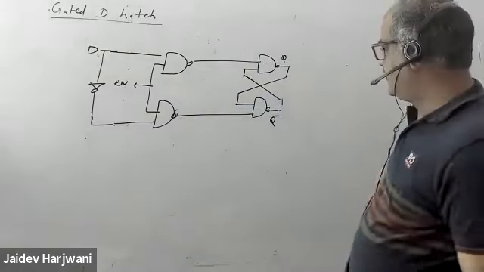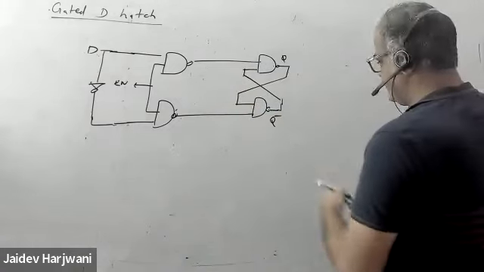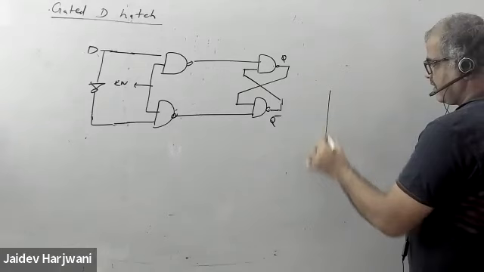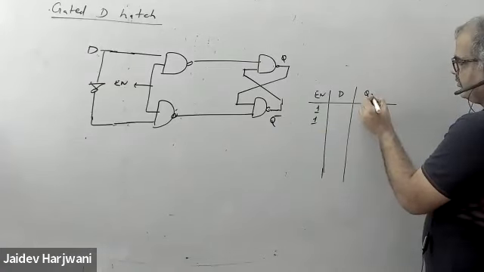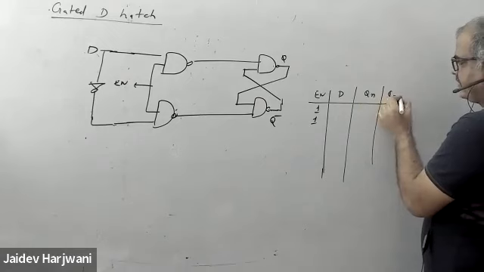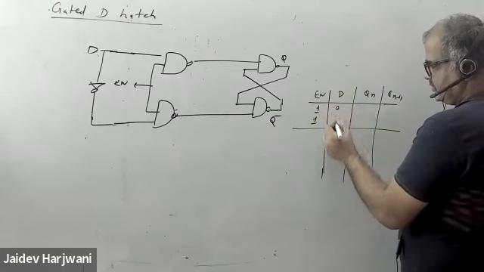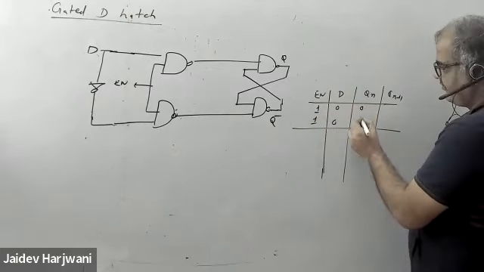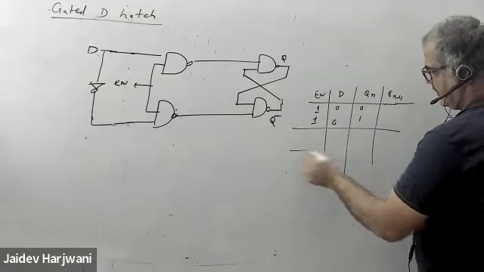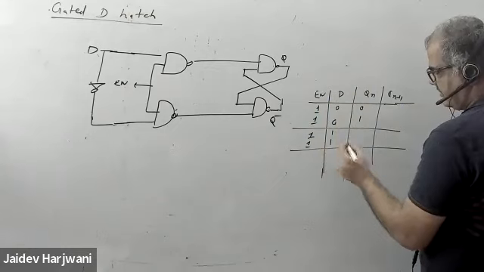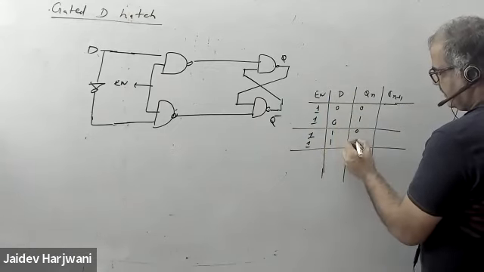So now just make the table for this one. If you make a table for this one, you have enable. Enable can have the value 1. This is input D, this is Qn, and this is Qn plus 1. Your D value can be 0 or 1, and Qn can be 0 or 1.